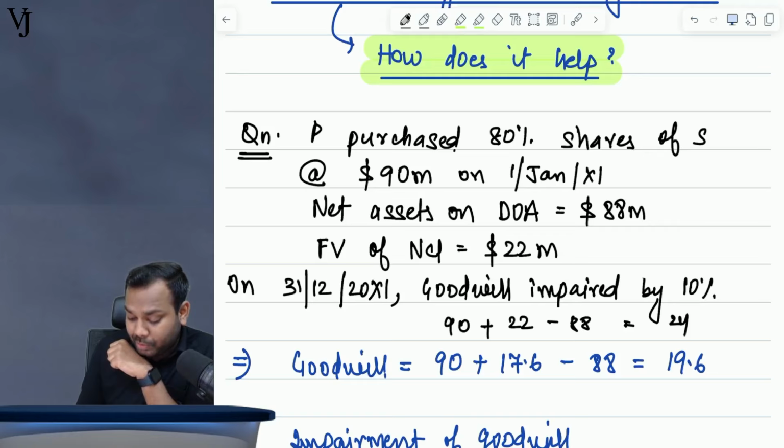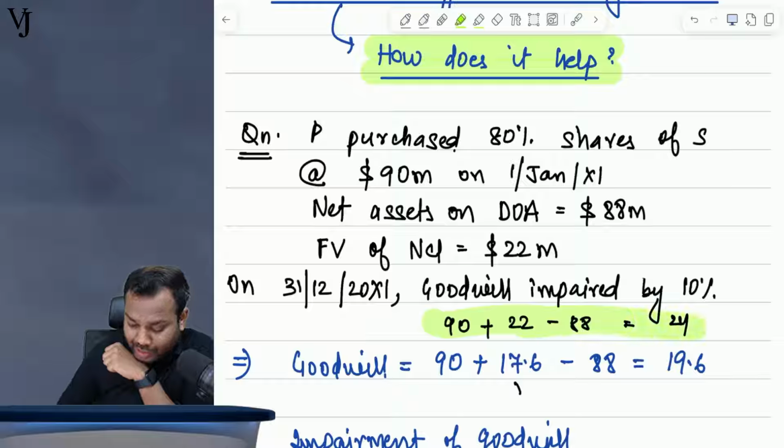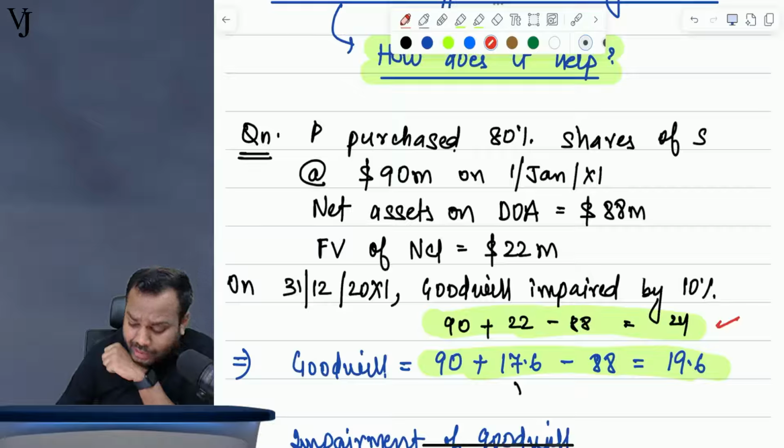That is 20%. But this is wrong. Minus 88 is equal to 19.6. So this is the correct goodwill, and this is the wrong goodwill. Let me write here: this is correct, this is wrong.